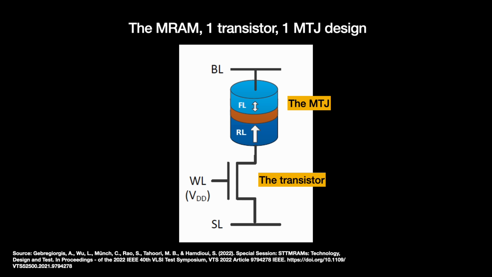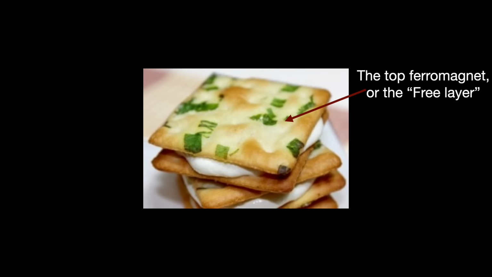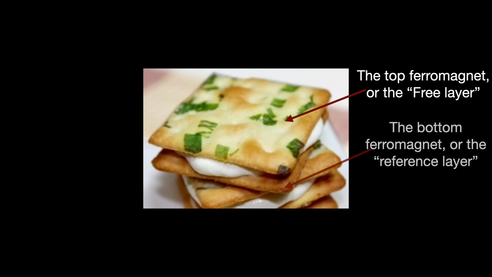The latter is where the magic happens. The MTJ is a tiny sandwich of ferromagnets and non-magnetic layers. The simplest MTJ has two ferromagnets and a very thin insulator layer in between them. The top ferromagnet is referred to as the free layer. The ferromagnet on the bottom is called the reference or fixed or pinned layer.